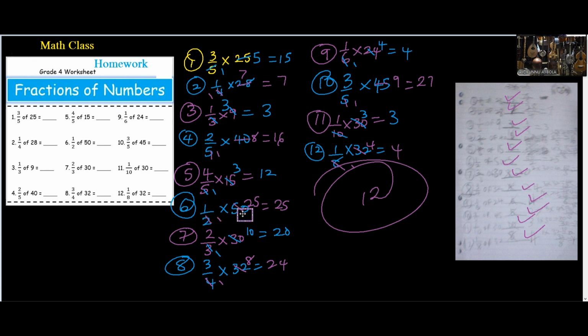The number of 2s in 50 is 25, and 25 times 1 is 25. The number of 3 in 30 is 10, and 10 times 2 is 20. The number of 4s in 32 is 8, and 8 times 3 is 24. The number of 6 in 24 is 4, and 4 times 1 is 4. The number of 5s in 45 is 9, and 9 times 3 is 27. The same thing, 10 in 30 is 3, and 3 times 1 is 3. And 8 in 32 is 4, and 4 times 1 is 4.